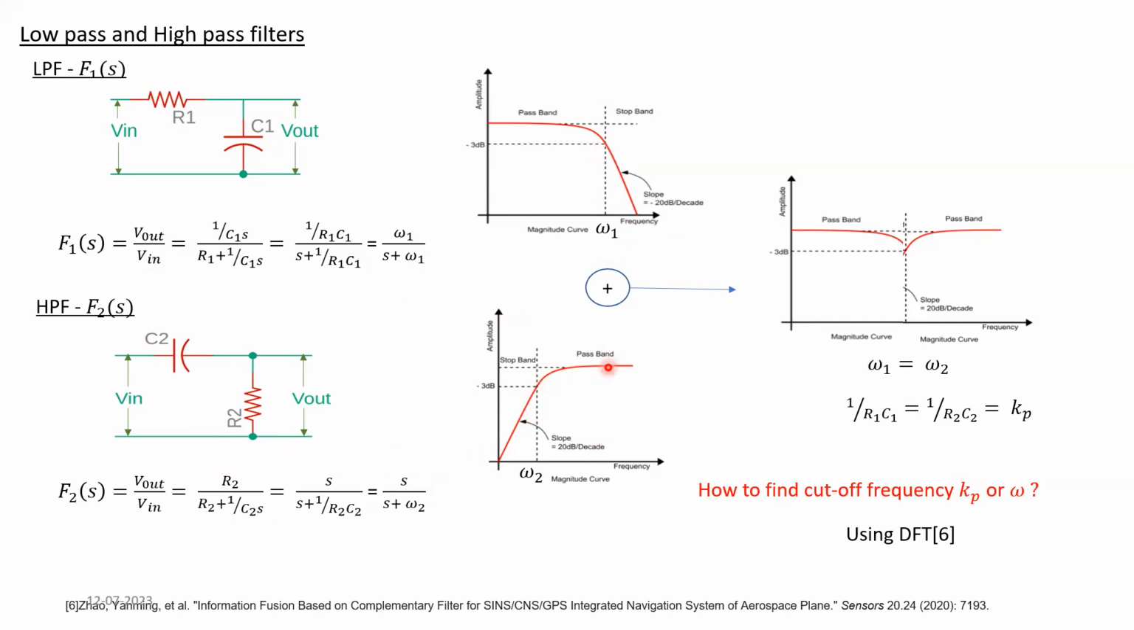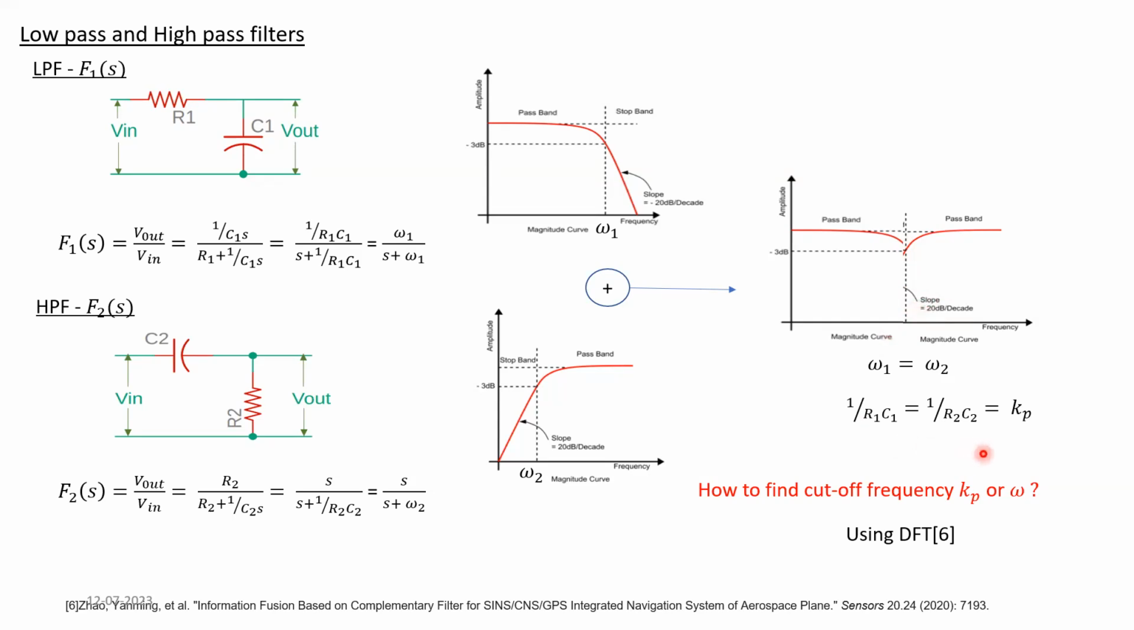Since we are in the complementary filter, we are adding both. So it will give some kind of all pass filtering property, right? But the cutoff frequency of the two filters should be the same. Then only we'll get all pass filtering. Otherwise, we'll miss some data. We'll miss some frequency ranges of data, right?